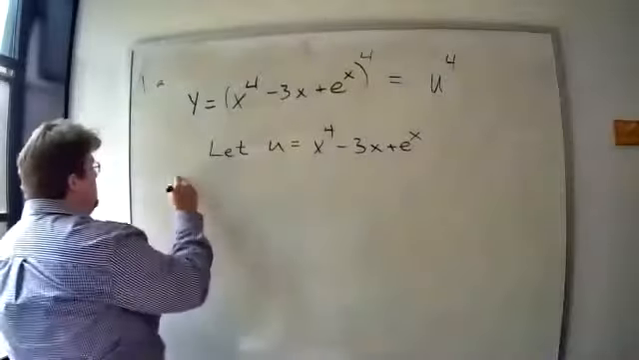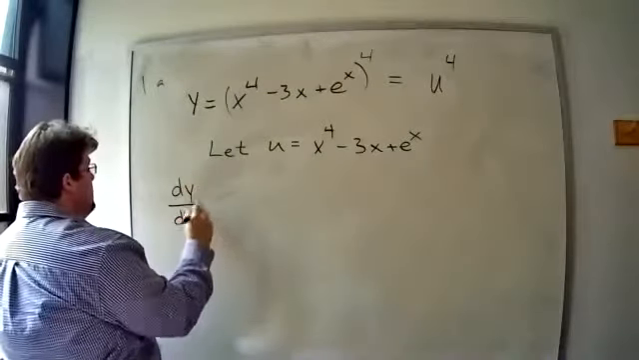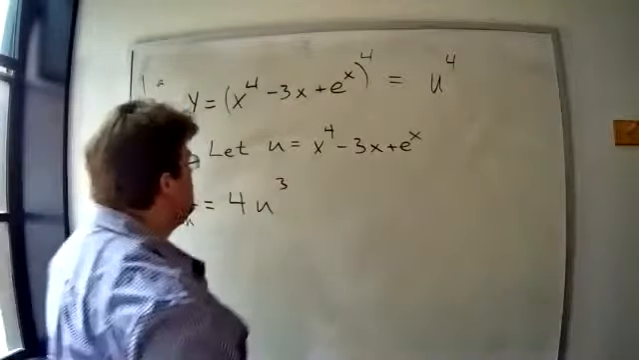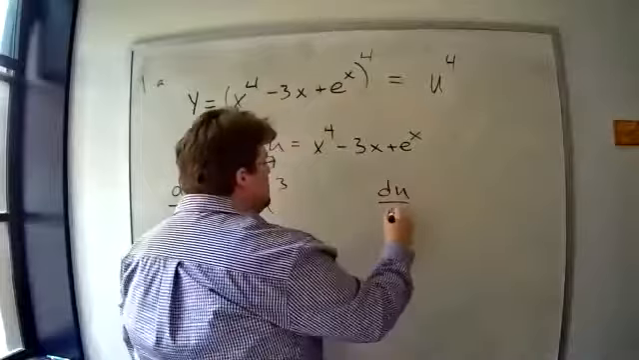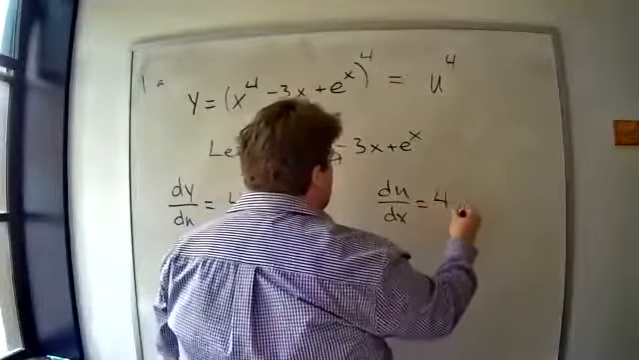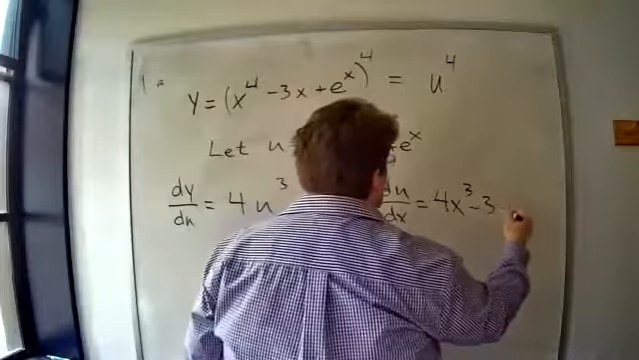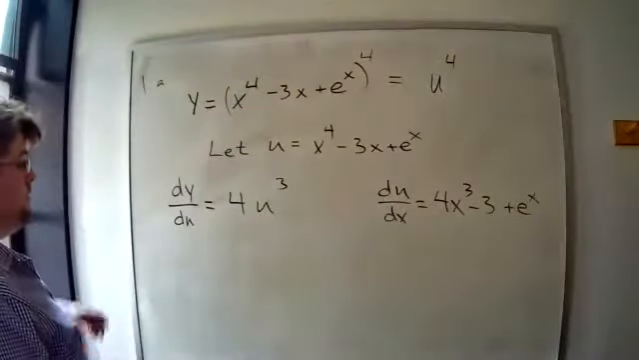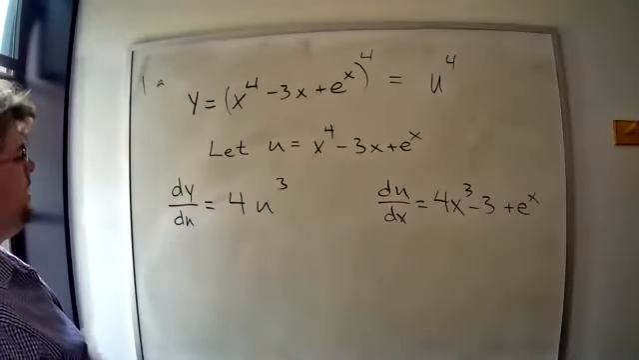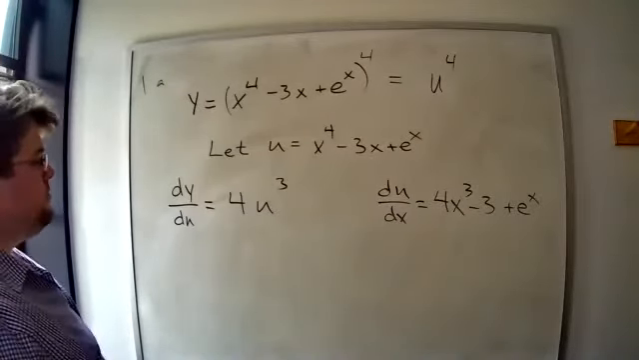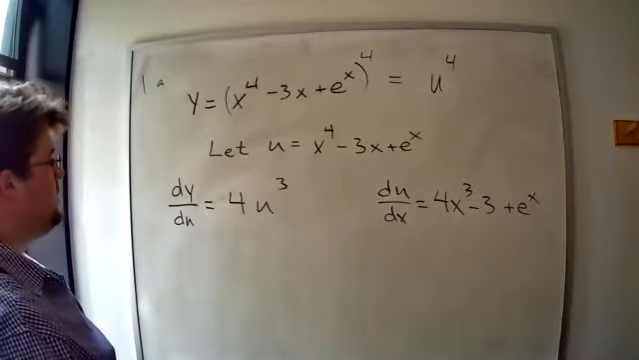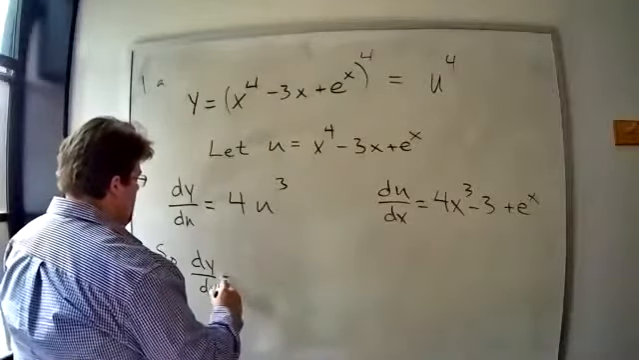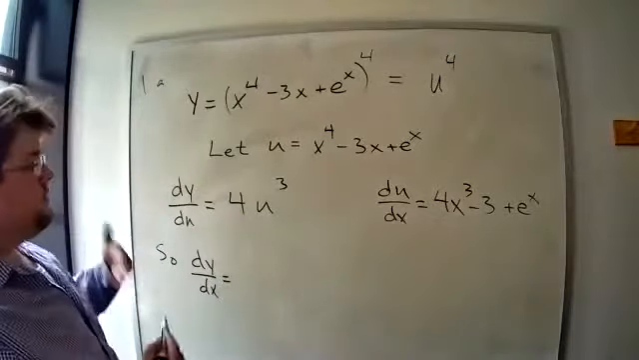So here, dy/du is 4u cubed. Here, du/dx is 4x cubed minus 3 plus e to the x. Derivative of e to the x is itself. So we have our dy/du and our du/dx. We can now multiply them to get dy/dx. It equals this first one times the second.